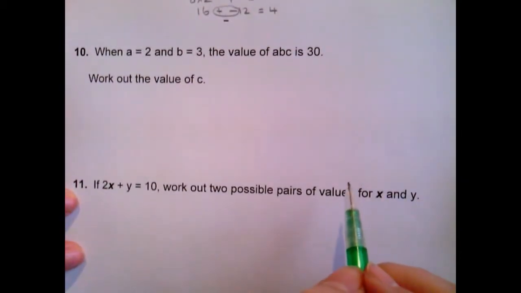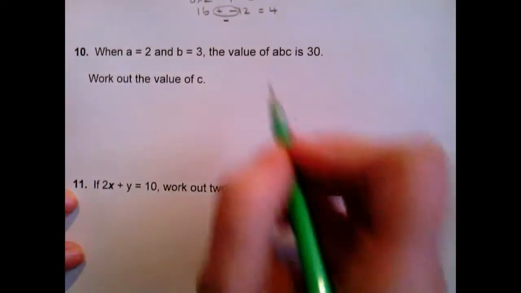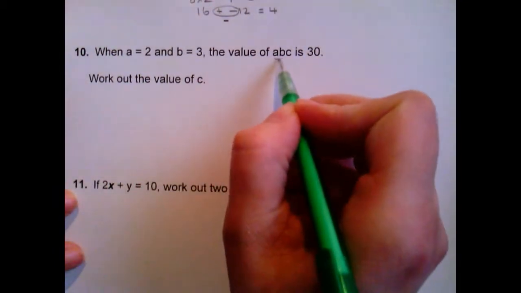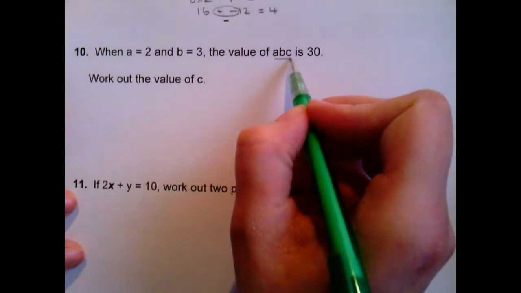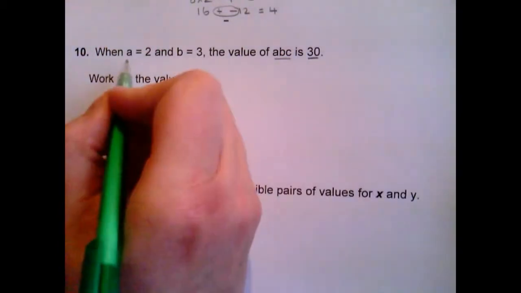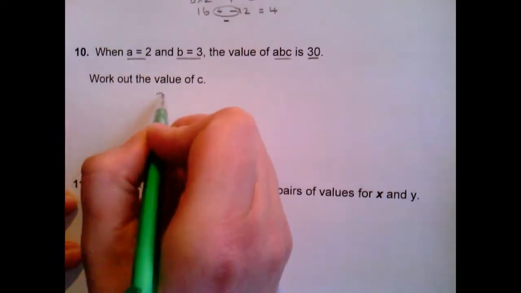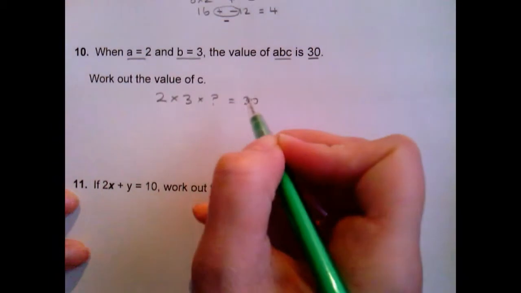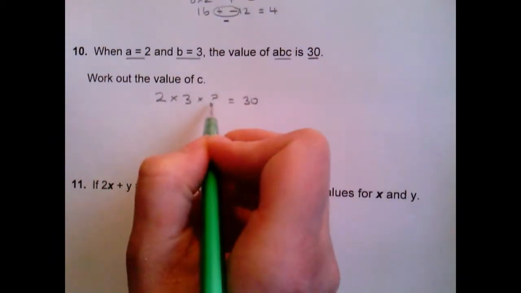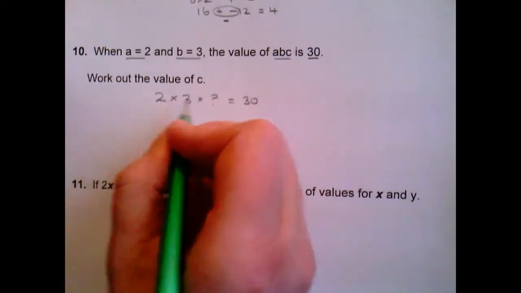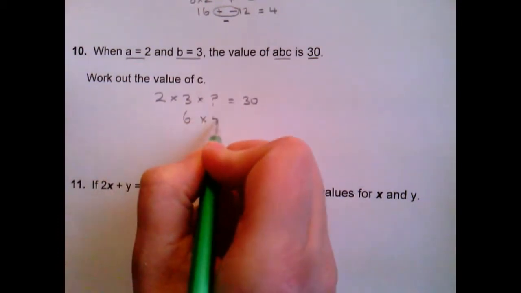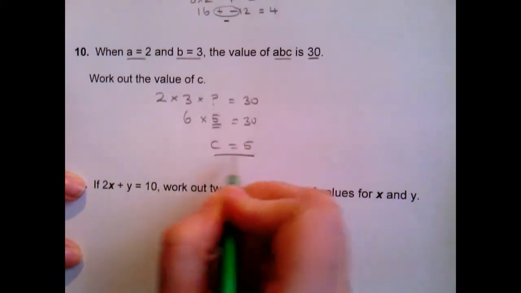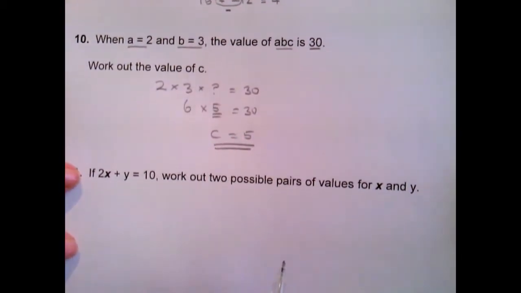Number 10, when a is equal to 2 and b is equal to 3, the value of abc is 30. Work out the value of c. So abc means a times b times c, and you're getting the answer 30. So a is 2 and b is 3. So 2 times 3 times something will get you 30. And that will tell you what c is. So you do 2 times 3 is 6, and then 6 times 5 would get you 30. So the value of c must be 5, would be your answer for that one.